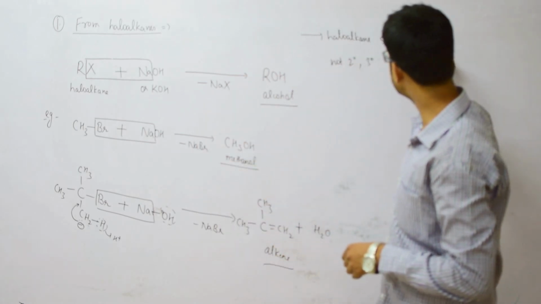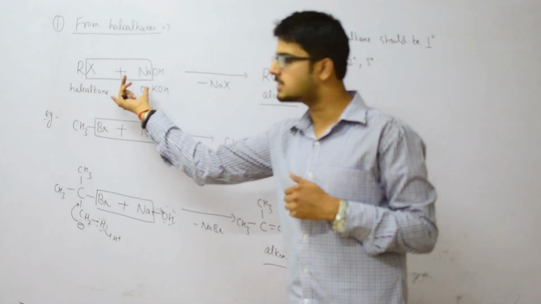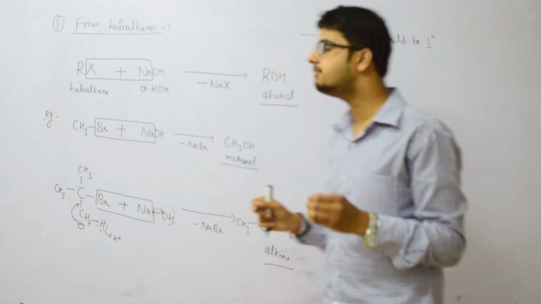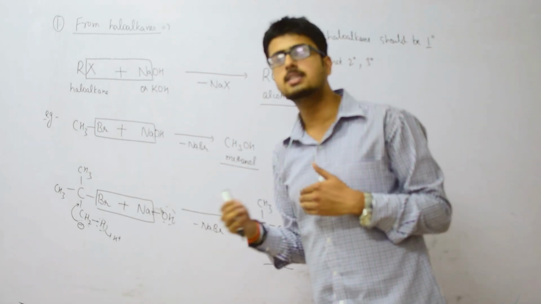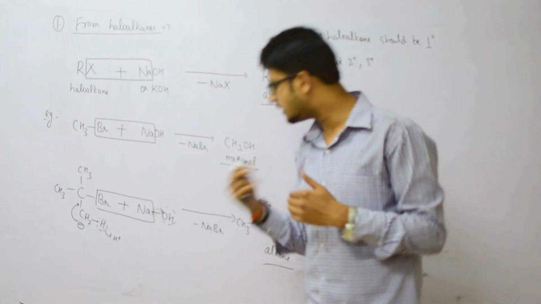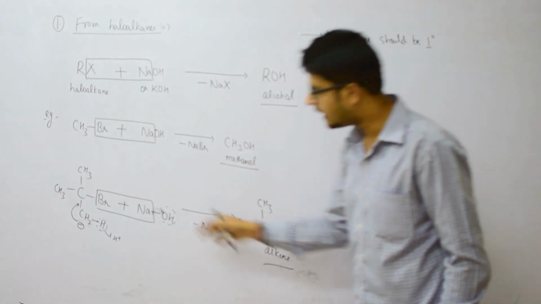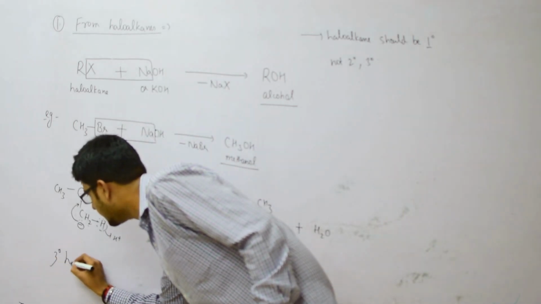If the haloalkane is primary, then our mechanism will be substitution. But if our haloalkane is secondary or tertiary, our mechanism will be elimination. The mechanism will change and the product will also change. Like we have taken here a tertiary, this is our tertiary haloalkane.